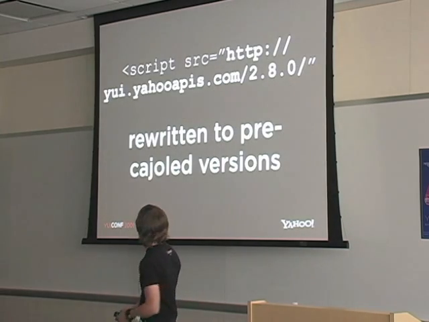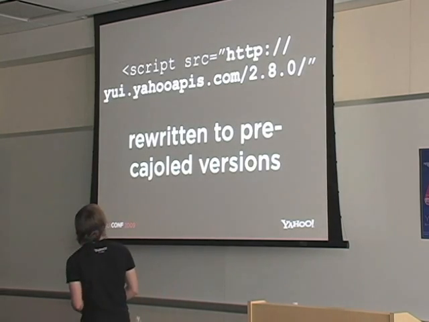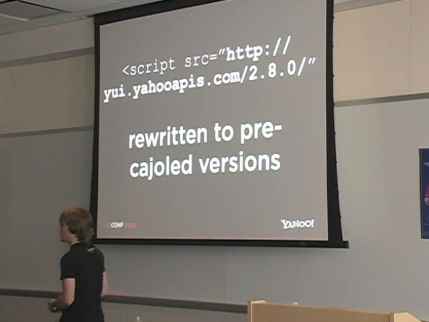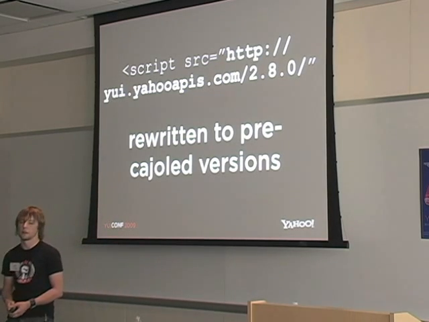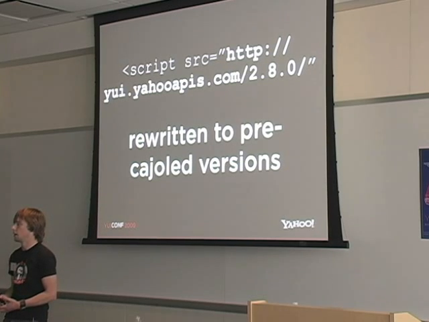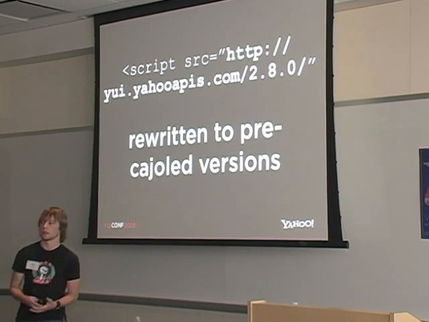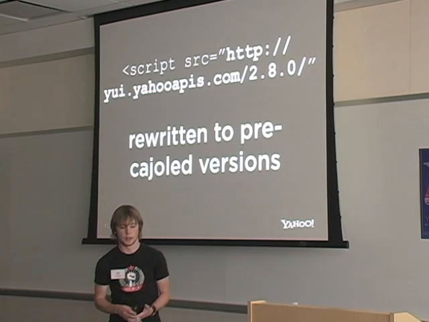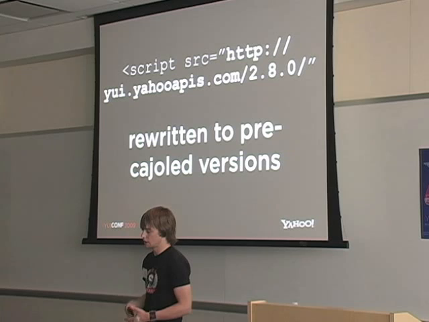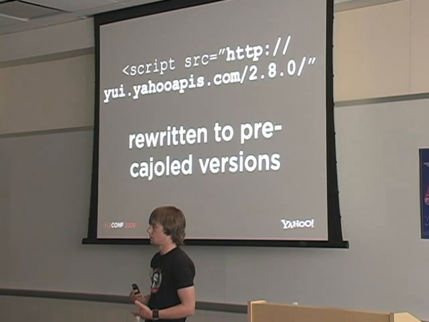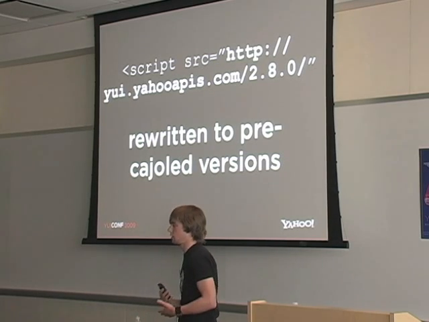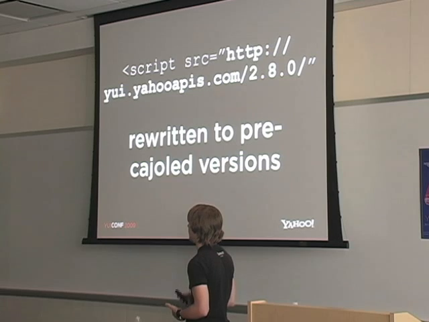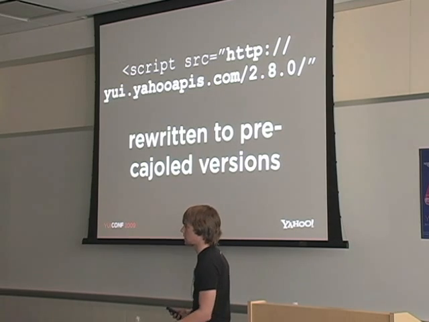So anything that you include on your page with a script src beginning with yui.yahooapis.com/2.8.0 is replaced on our side by the YAP engine with a pre-cajoled version. So this will actually speed up your app. If anyone has been using YUI before, switching to this will improve and take care of the long amount of time that it takes to cajole something as complicated as YUI.